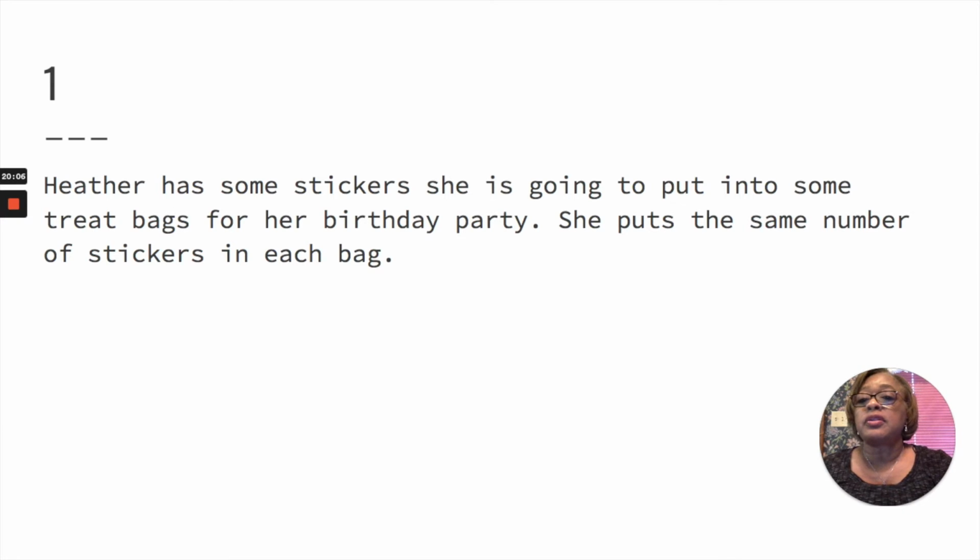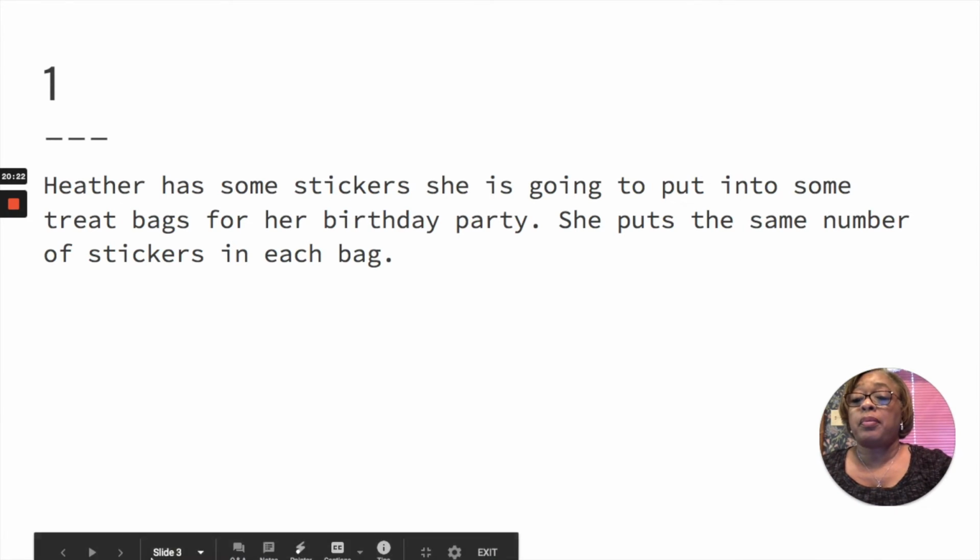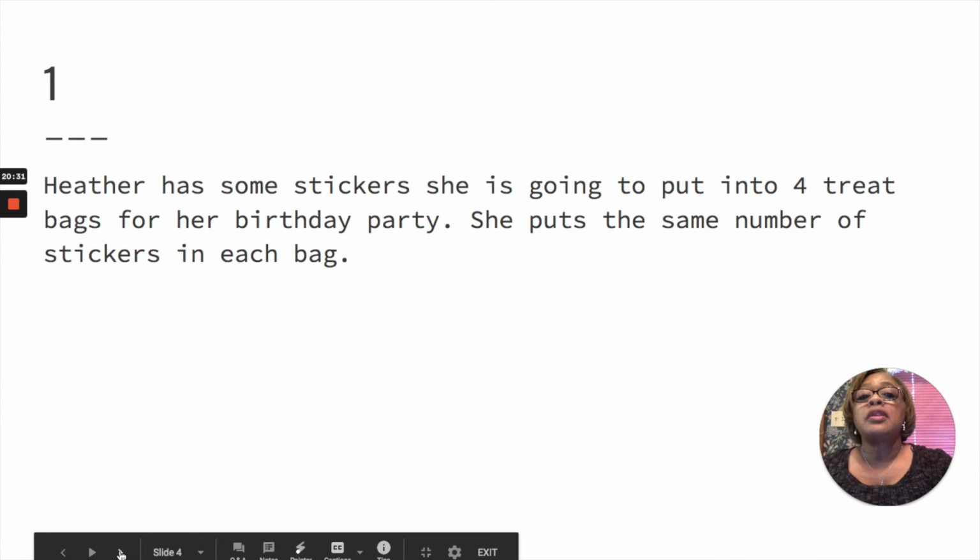She's going to put them into some treat bags for a birthday party, and she puts the same number of stickers in each bag. So kids can talk about, well, what do you see happening? What's the action happening in this problem? They may even think, well, what do you think I may be asked to do to solve this problem? And don't worry, in the slide decks that go with these, possible questions are all listed there as well in the notes section.